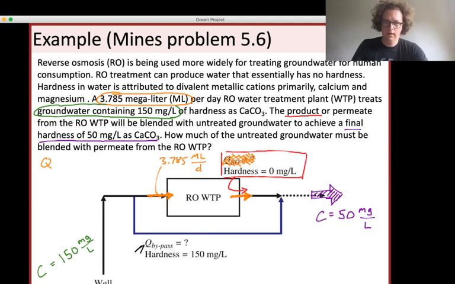Okay. The key question here is how much untreated water are you going to blend in? In other words, find this bypass value. So right here, what I'd like for you to do is hit pause, take a moment, and think about this yourself before you watch me solve it. All right, welcome back everybody. You've got an answer in mind. Now let's work through mine.